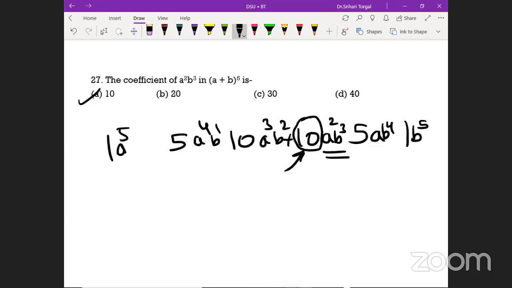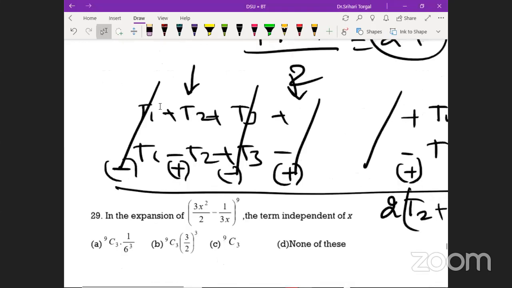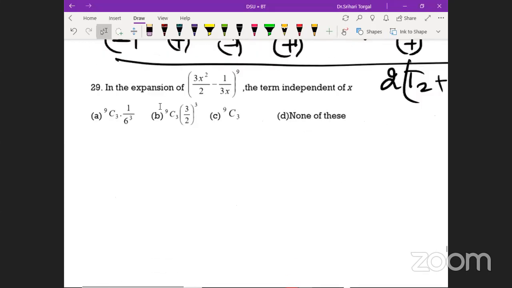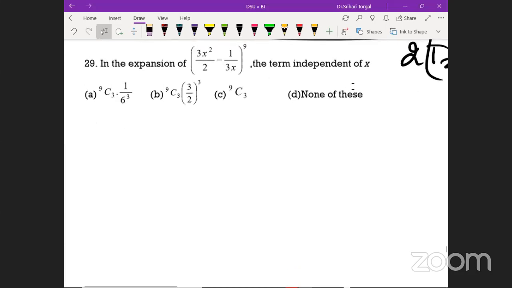Yes. 29. Yeah. Independent term and term independent of x, constant term, all are same. Constant term, all are same here. Yeah, you can answer this question.